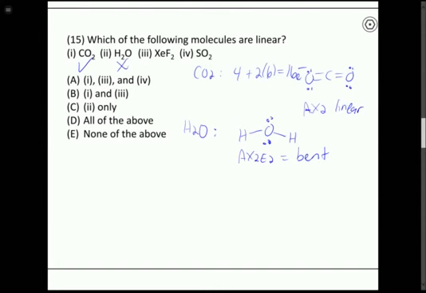And then if we go to xenon difluoride, XeF2, xenon has 8 valence electrons, each fluorine has 7, so we have 22 valence electrons to arrange in this structure. So when we draw it, we start with single bonds to fluorine and we complete the octet. Fluorine will only make single bonds if it wants to keep a 0 formal charge, so we don't want to draw any double bonds here.